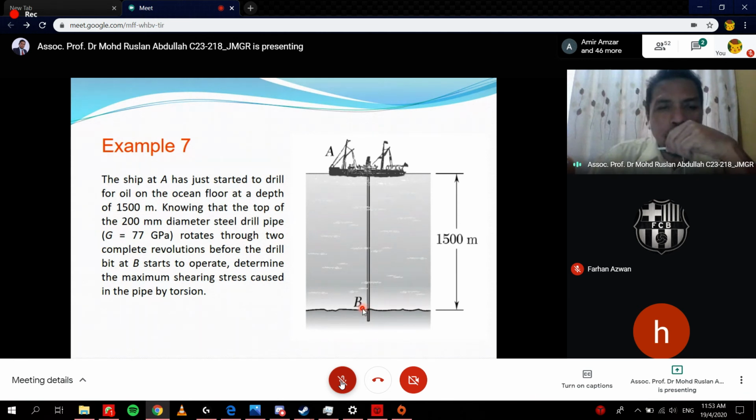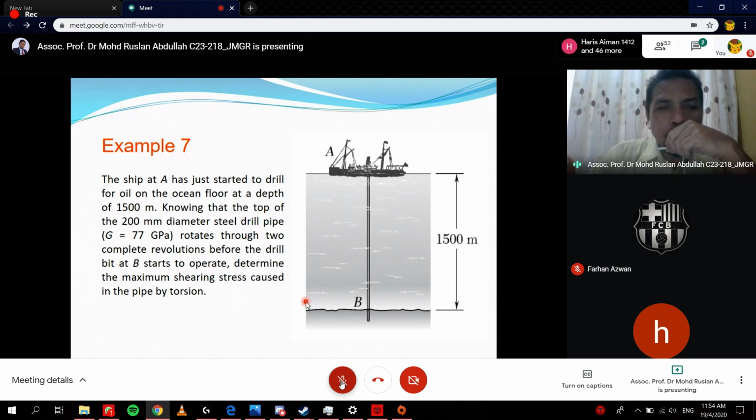The length of the pipe is equal to 1.5 kilometer. It's quite long. So this mentions that the top of the 200 millimeter diameter steel drill pipe, and the modulus of rigidity G equal to 77 gigapascal, rotates through 2 complete revolutions before the drill bit at B starts to operate. So what is the maximum shear stress in this pipe?